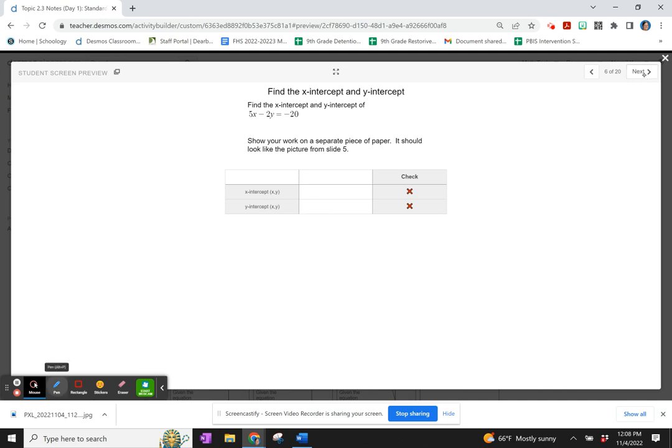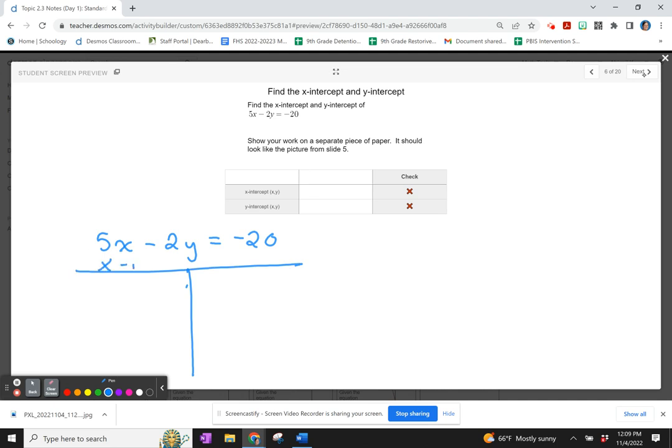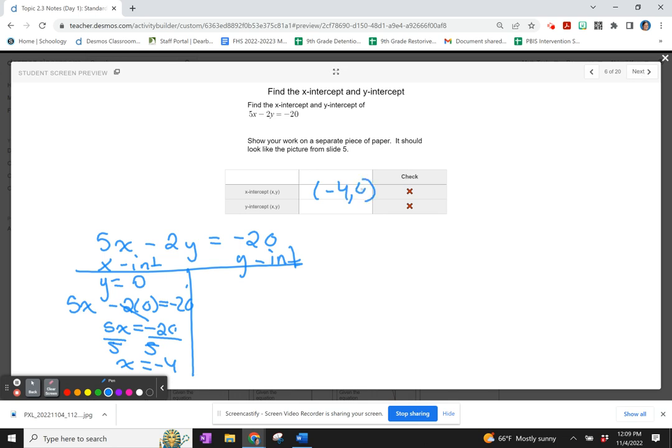Same thing for slide number 6. I'm not going to go through all of these. So this is the problem that I'm giving you. For the x-intercept, my y will have to equal 0. So then I have 5x equals negative 20. So then my ordered pair would be (negative 4, 0).